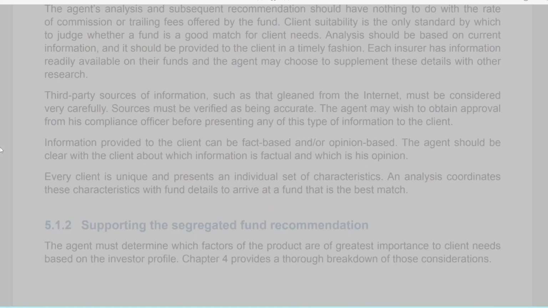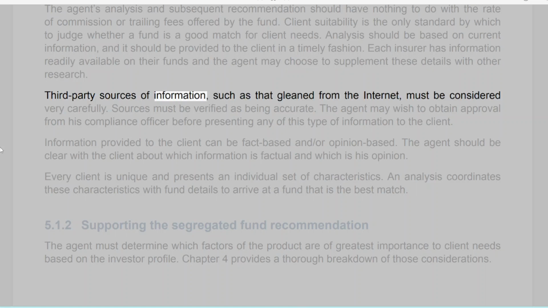The agent's analysis and subsequent recommendation should have nothing to do with the rate of commission or trailing fees offered by the fund. Client suitability is the only standard by which to judge whether a fund is a good match for client needs. Analysis should be based on current information, and it should be provided to the client in a timely fashion. Each insurer has information readily available on their funds, and the agent may choose to supplement these details with other research.